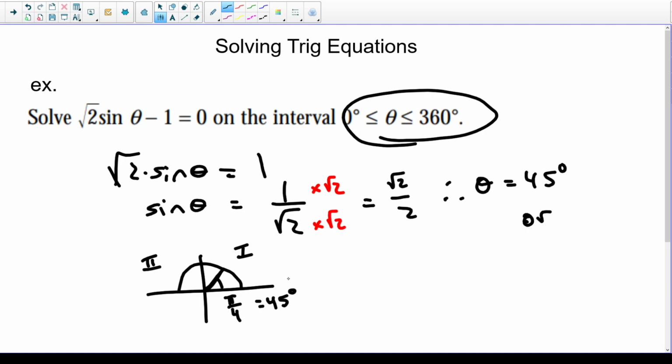But because the sine is also positive in the second quadrant, what is the mirrored angle over here? And my picture is completely off scale here, but you get the idea. What's the mirrored angle over here from 45? Well, that's 180 minus 45. 180 minus 45 is 135. So those are your two solutions to that trig equation.